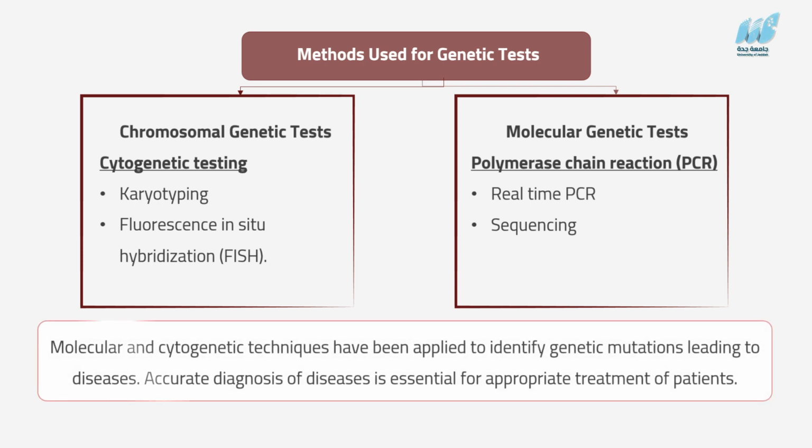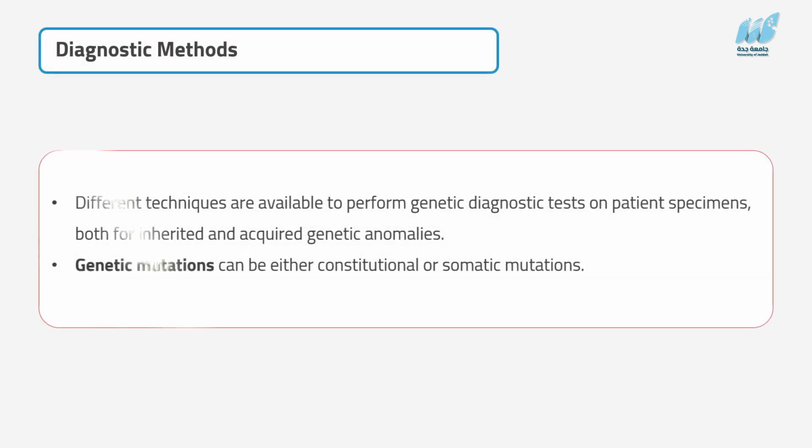These molecular and cytogenetic techniques have been applied to identify genetic mutations leading to diseases. Accurate diagnosis of disease is essential for appropriate treatment and management of patients. Different techniques are available to perform genetic diagnostic tests on patient specimens, both for inherited and acquired genetic anomalies. Genetic mutations can be either constitutional, which means they are present in every cell of the affected person. It also means they are inherited. Or a genetic mutation can be restricted to a specific cell type, which is called a somatic mutation.